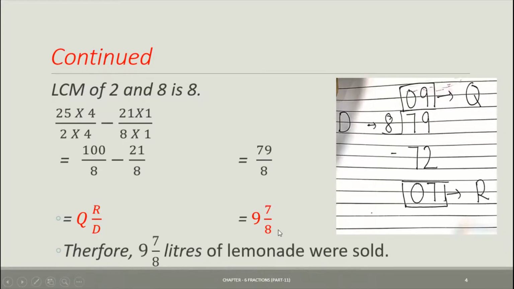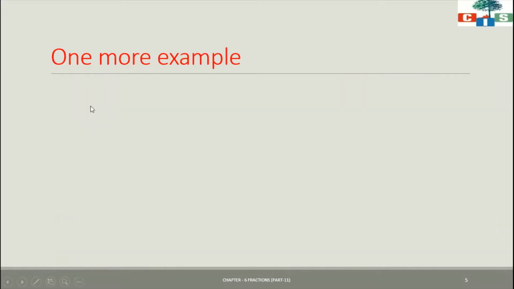Okay. So the final statement, how to write, that is: therefore 9 7 upon 8 liters of lemonade were sold. How much lemonade were sold? 9 7 upon 8 liters of lemonade. Okay scholars. Now scholars, we will see one more sum of the same exercise. That is sum number 2.